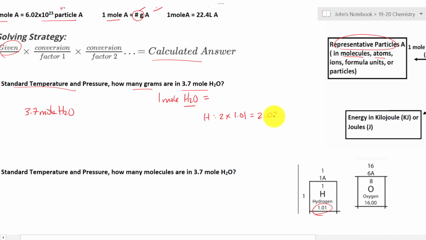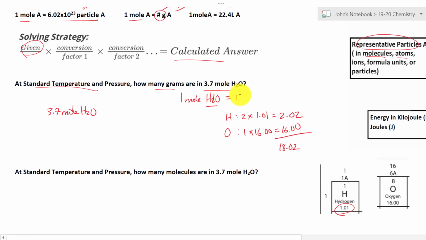1.01 equal to 2.02. And oxygen is 1 times 16.00 equal to 16.00 for the total mass of oxygen, and you add them up, we have 18.02. So if that is a conversion factor right here, 18.02 grams of H2O, look what happened. The same thing we did before. We times the conversion factor to convert from gram to mole.